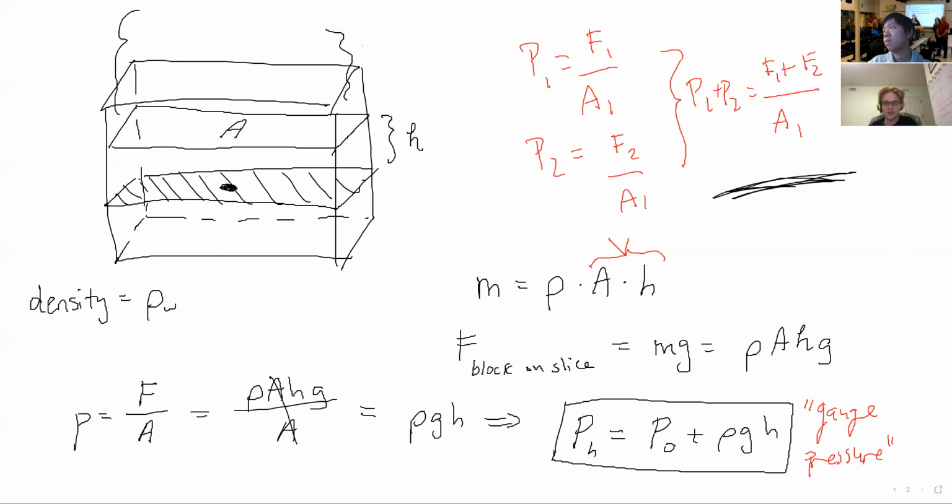Okay, so that's gauge pressure. That's one type of pressure. This is the most basic fundamental type. There are other way more complicated types that we probably won't go into with too much depth.